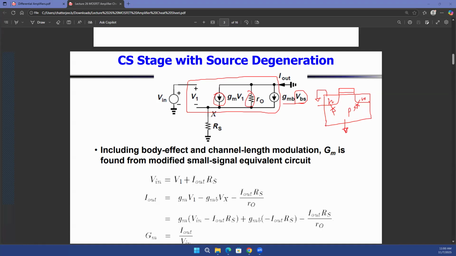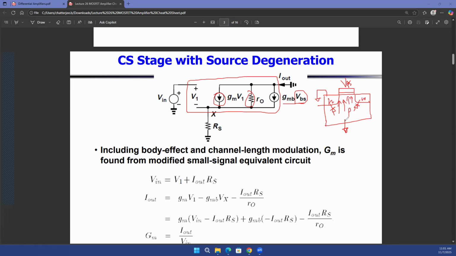But because your source terminal is not grounded anymore, you have some amount of VBS, body to source voltage. Of course, body is connected to ground and source is connected to a positive voltage, so VBS is going to be a negative quantity. What is the effect of having VBS as a negative quantity? You're going to apply a VGS at the gate, and that VGS is going to attract the electrons from the bulk region towards the channel.